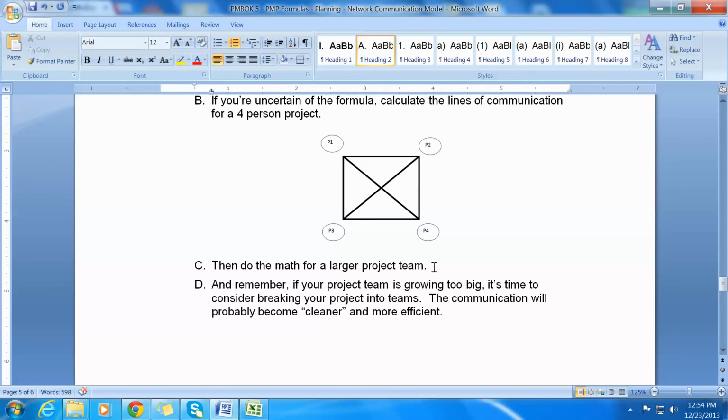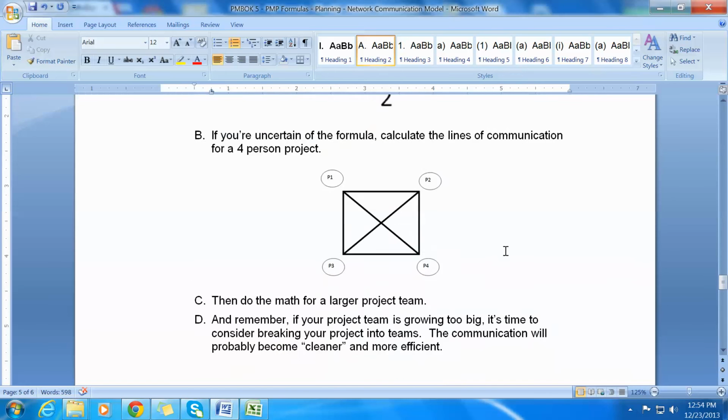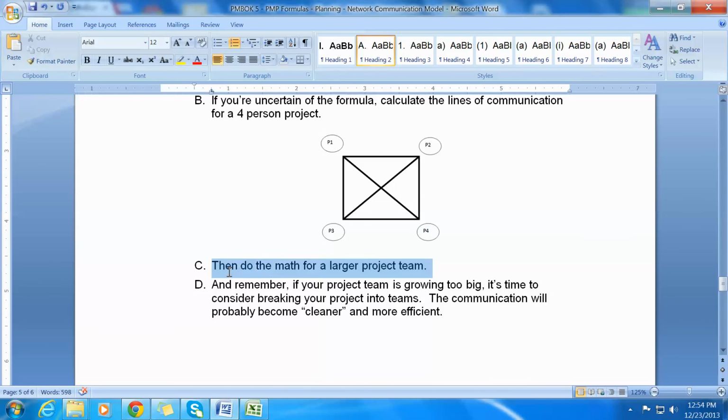So once you've refreshed your memory as to what the formula is, then you can move on to doing the math for a larger project team. And most likely your math is going to be fine, as long as you've checked it out with a team of 4, perhaps 5. Now, why are we doing this? Remember, if your project team is growing too big, it's time to consider breaking your project into teams. The communication will probably become cleaner and more efficient, and you need good to great communication to finish your projects.